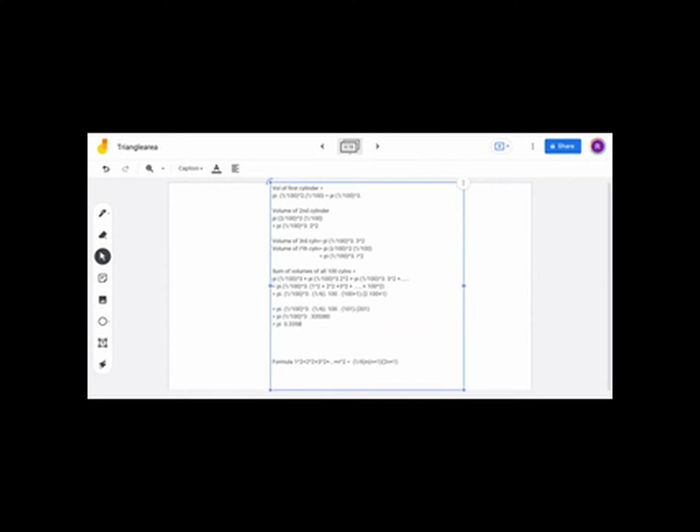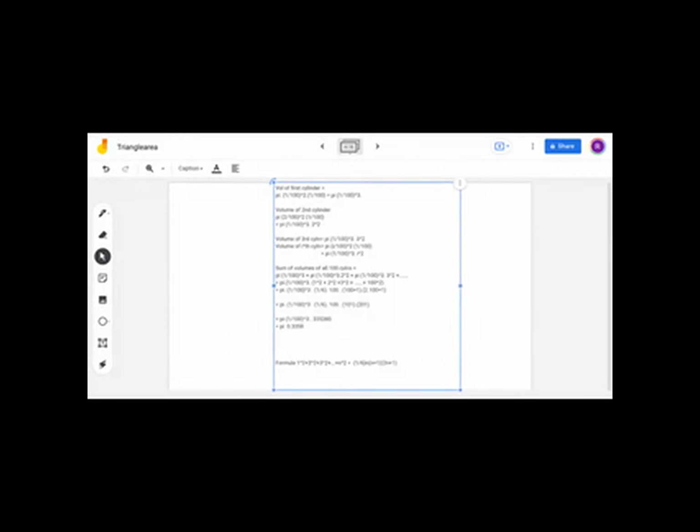Now, can someone tell me, without actually multiplying this and getting 3,35,000, can you just look at this formula here and tell me why it is close to 1/3? Let's look at this expression once again. Tell me why this is close to 1/3 pi?